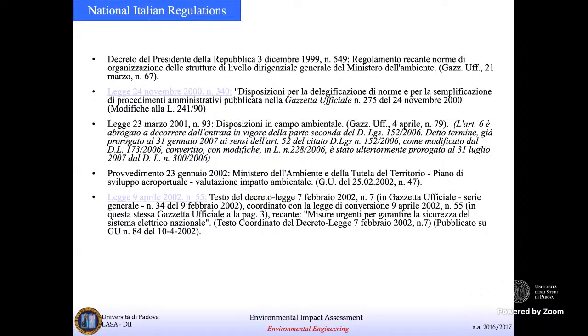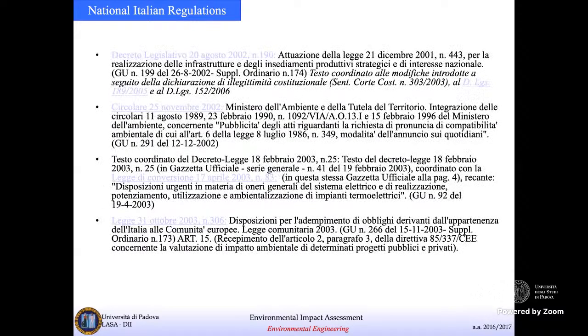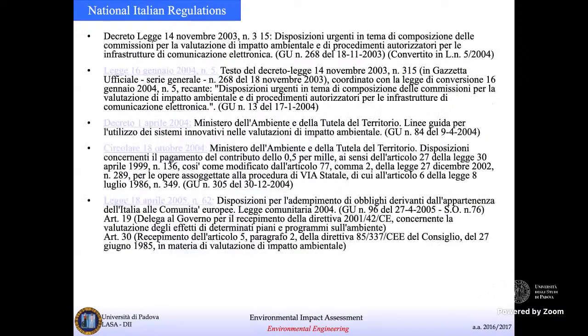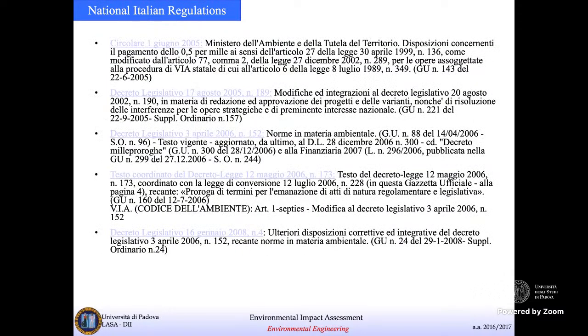I'm looking for something that you know already, and it is... so you see how many laws. But the key law is 152, issued in 2006.